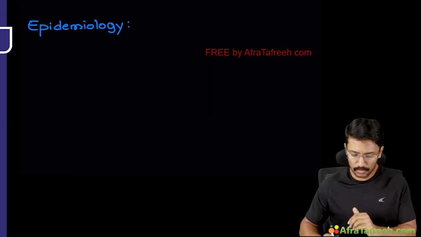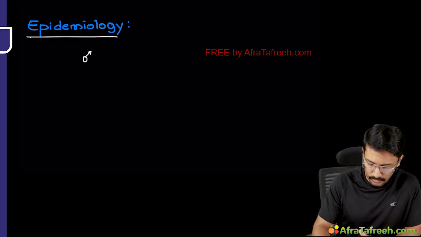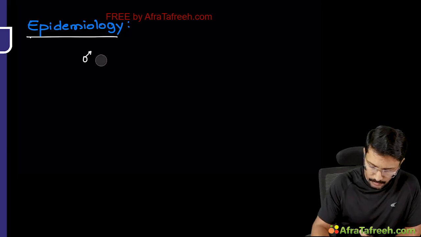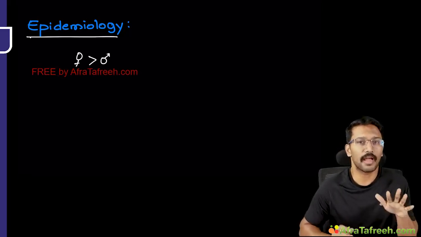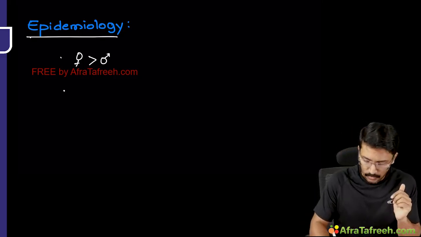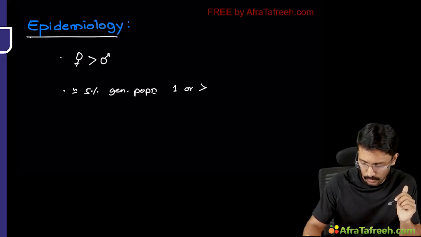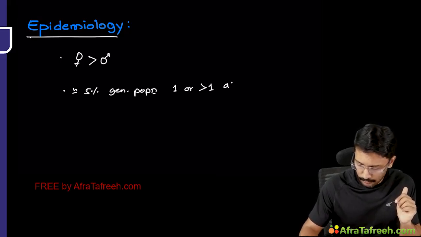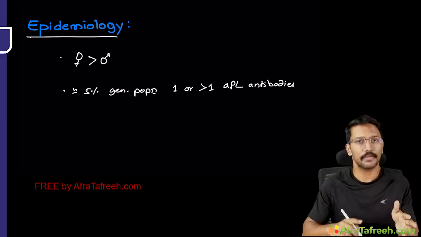Now talking about the epidemiology of the disease, we clearly know that there is a female preponderance. Females are more likely to be affected than males, and we have to remember that merely having the antiphospholipid antibodies need not mean that the patient has APS. Close to 5% of the general population might have one or more of the antiphospholipid antibodies, but that doesn't mean that all of them have APS.